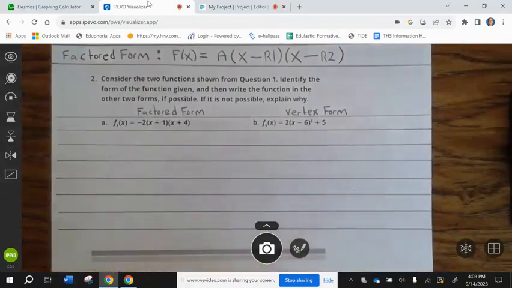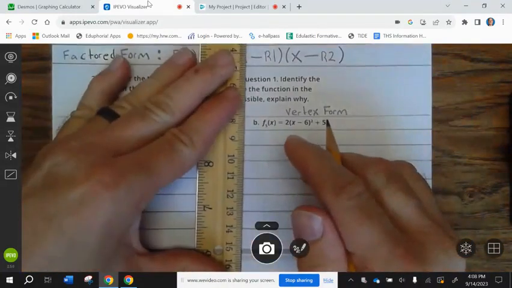Consider the two functions shown from question 1. Identify the forms of the function given, then write the function in the other two forms if possible. If it's not possible, explain why.